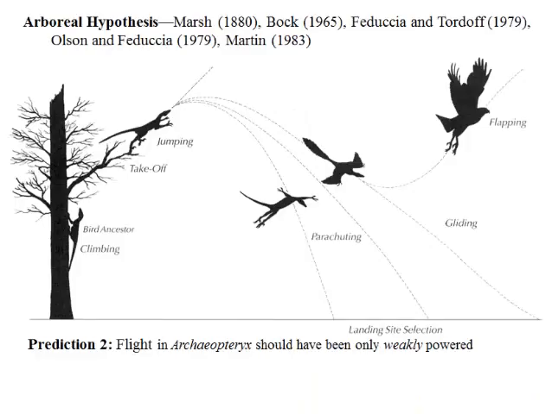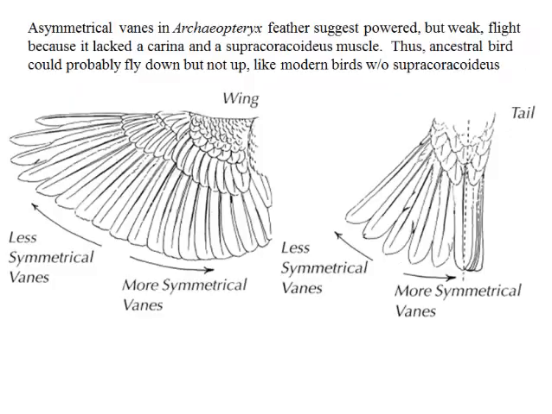Here's another prediction Feduccia comes up with. If flight came from gliding, then Archaeopteryx shouldn't have been a powerful flyer. It should have been kind of intermediate. And indeed, he says, there's evidence that Archaeopteryx was a weak flyer. He says, look, it has asymmetrical vanes, which indicates some kind of powered flight, but yet the flight must have been very weak because there's not a well-developed carina, right? And so if you don't have a carina for the attachment of the supracoracoideus and the pectoralis, especially the supracoracoideus, the upstroke is going to be really weak. For modern-day birds, you can actually cut that tendon. Birds can still fly, but not from the ground up. Only if you put them on a perch and let them take off, then they can take off with this weakly powered flight. He says, see, it must have been in the trees.